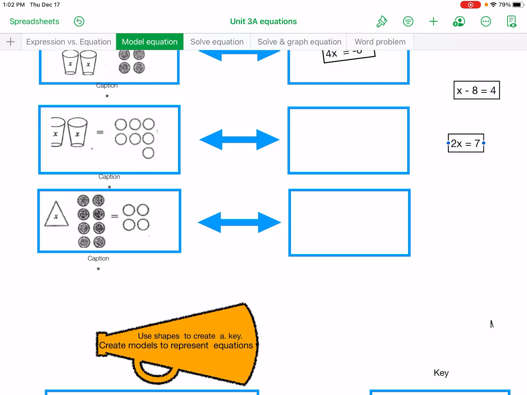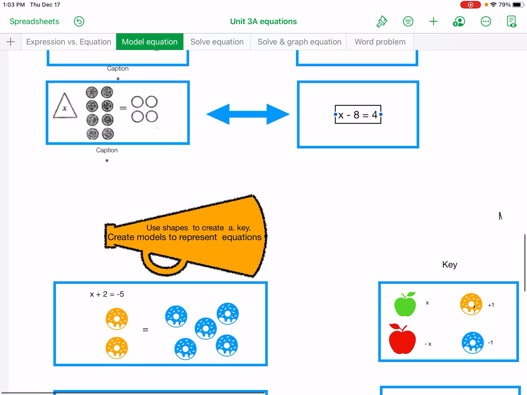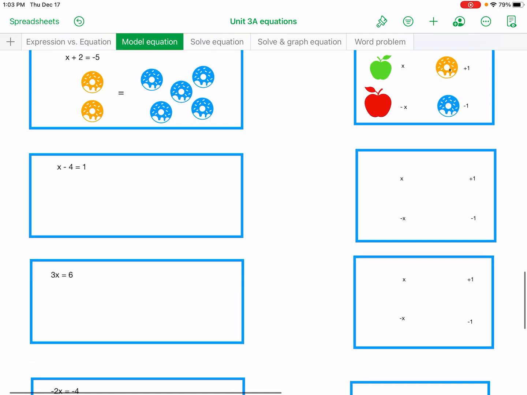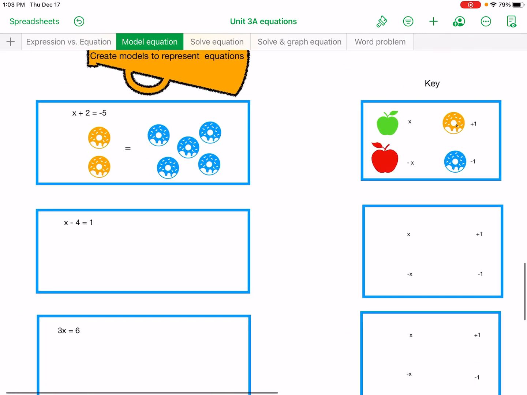2x is equal to 7. And then, look, they changed the variable, but it's clear that's the variable. They have identified it. X minus 8 is equal to 4. Excellent job. Okay. Now y'all are going to get to create your own equations.